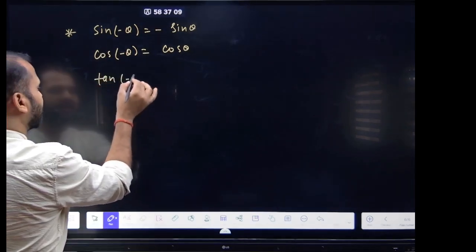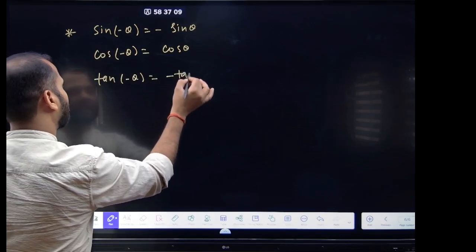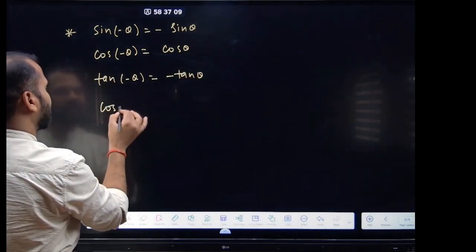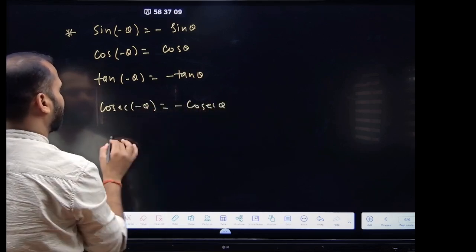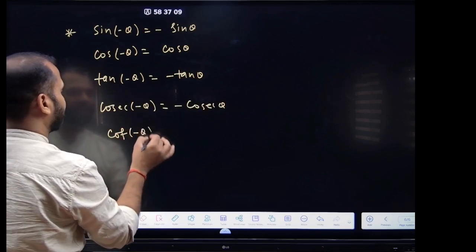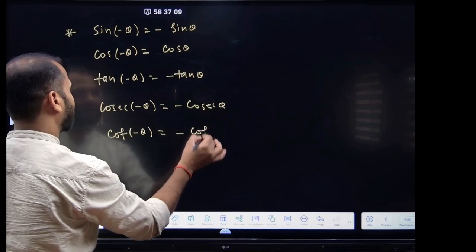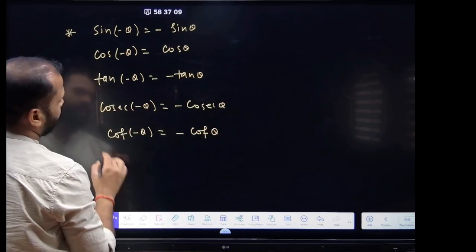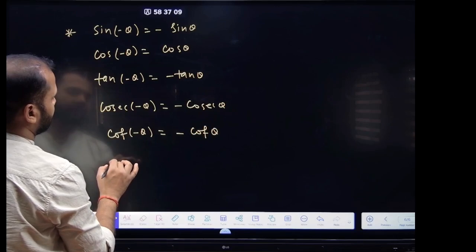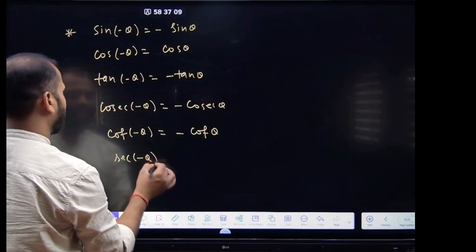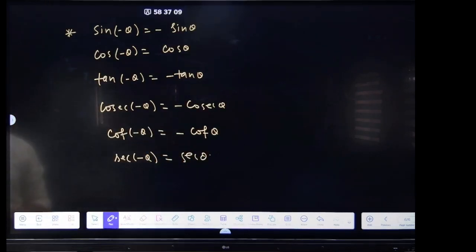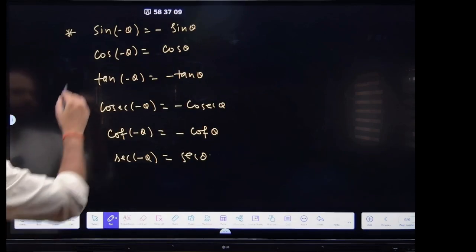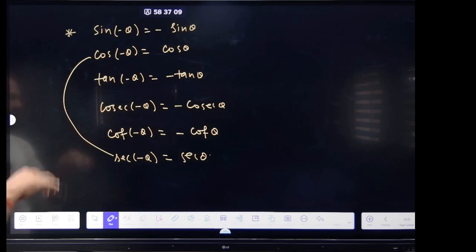But tan minus theta will be what? Minus tan theta. Similarly, cosecant minus theta will be how much? Minus cosecant theta, and cot minus theta will be minus cot theta. Yes or no? And then secant minus theta will be secant theta. Note it down. So, in these two it will be positive, rest will be negative. If negative is there, we can take that negative common.